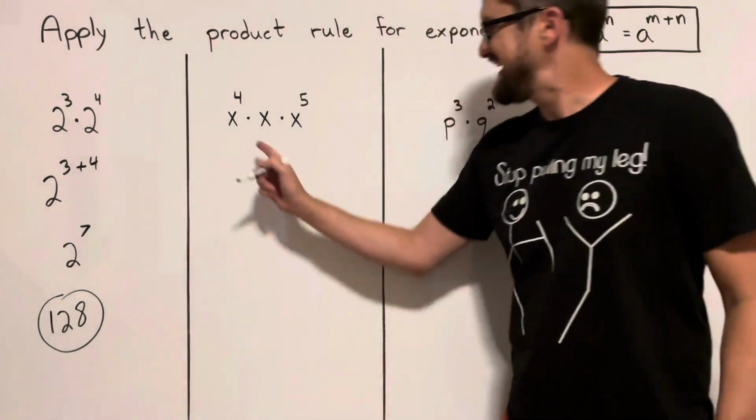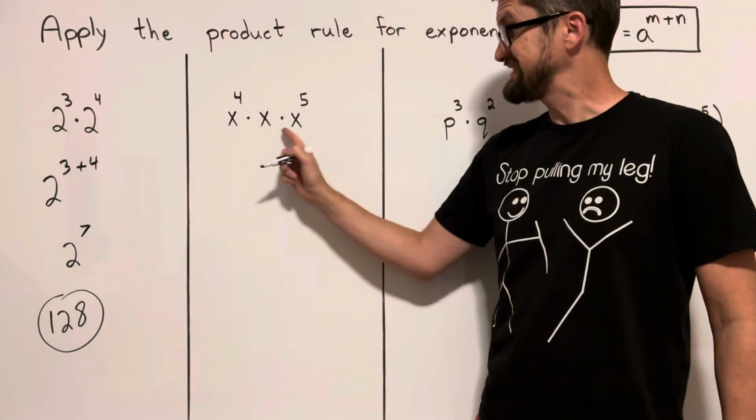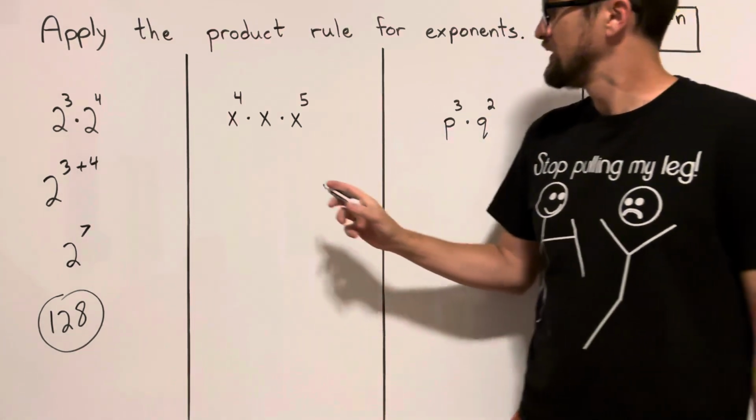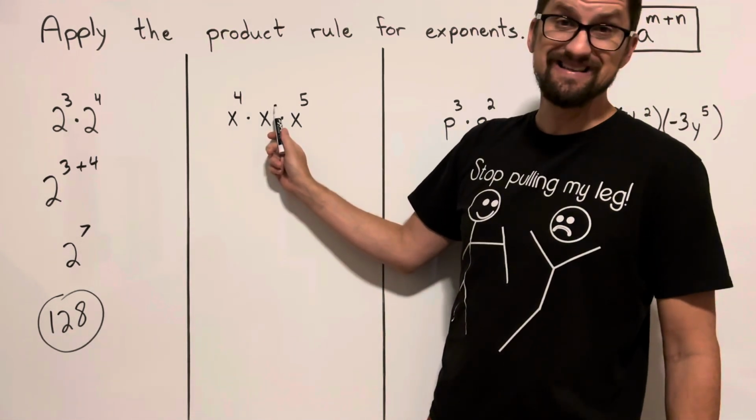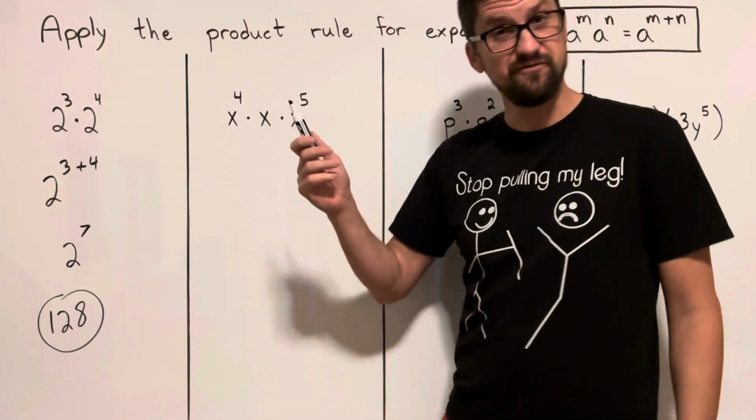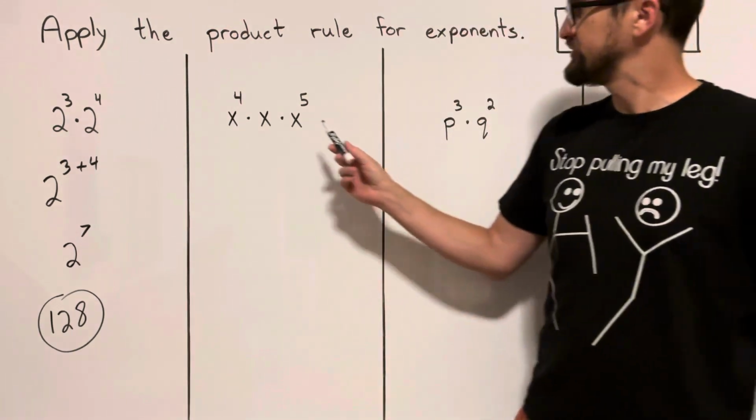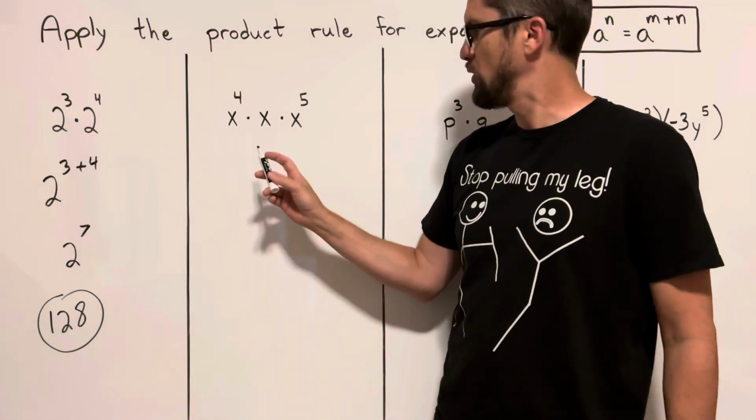Let's look at this one. We have x to the 4th power times x to the 5th power. So this x in the middle has a power of 1. The 1's invisible, but it's understood that the exponent is 1.